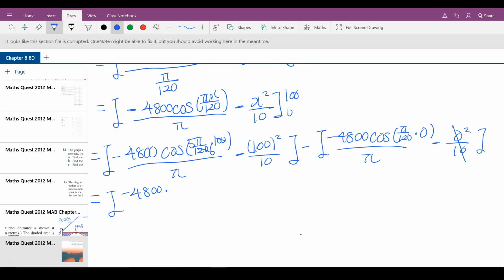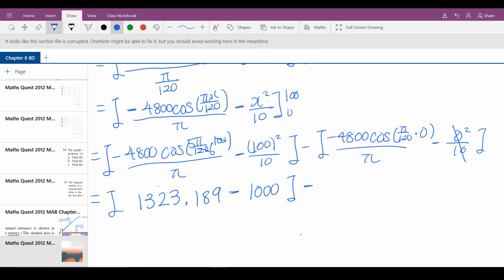Negative 4,800, sorry. And that's some number, 4,156.92 something. And then all divided by pi again. That gives us, oh, I did the whole thing here now. That gives us 123.189 around there. Minus 100 square is 10,000. Divided by 10 is 1,000.